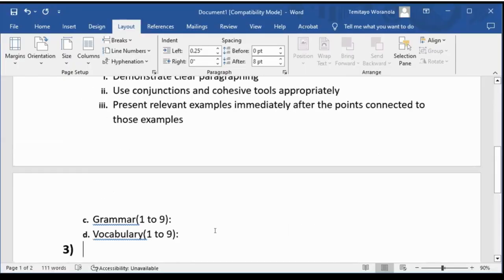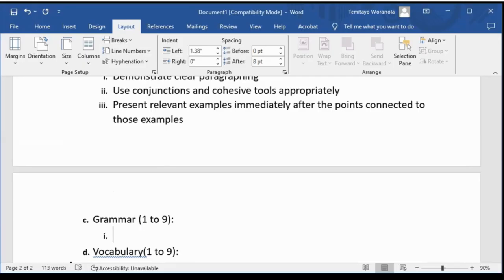So, very, very important. Now, number 3 criterion is grammar. When it comes to grammar, what are the things that we need to keep in mind? What are the things that you need to do to get a good grammar score? Now, these last two are the problematic areas. These two areas commonly result in low band score for many candidates. Okay? Now, what are the three important things that you need to keep in mind when it comes to grammar?